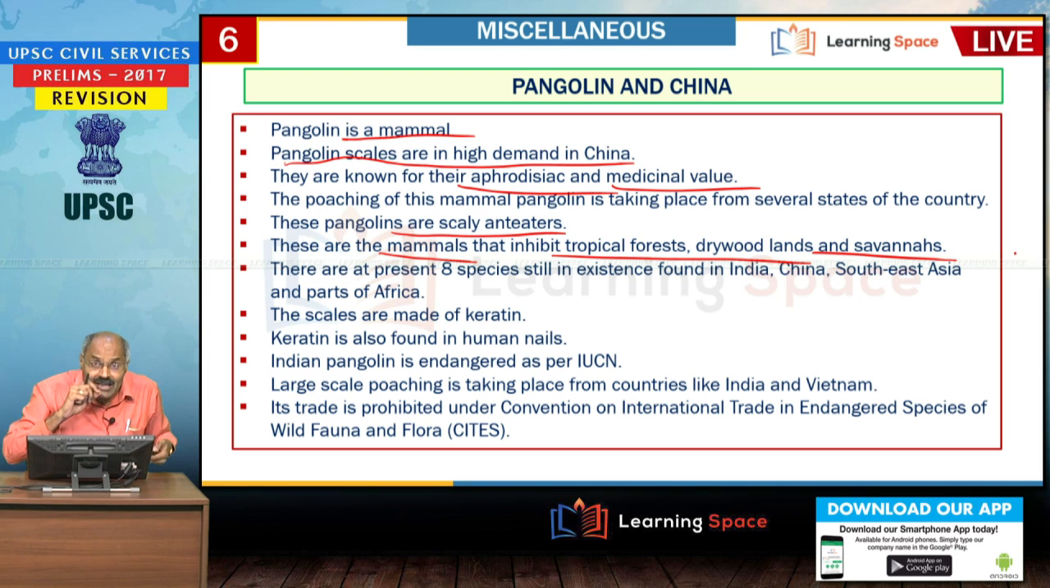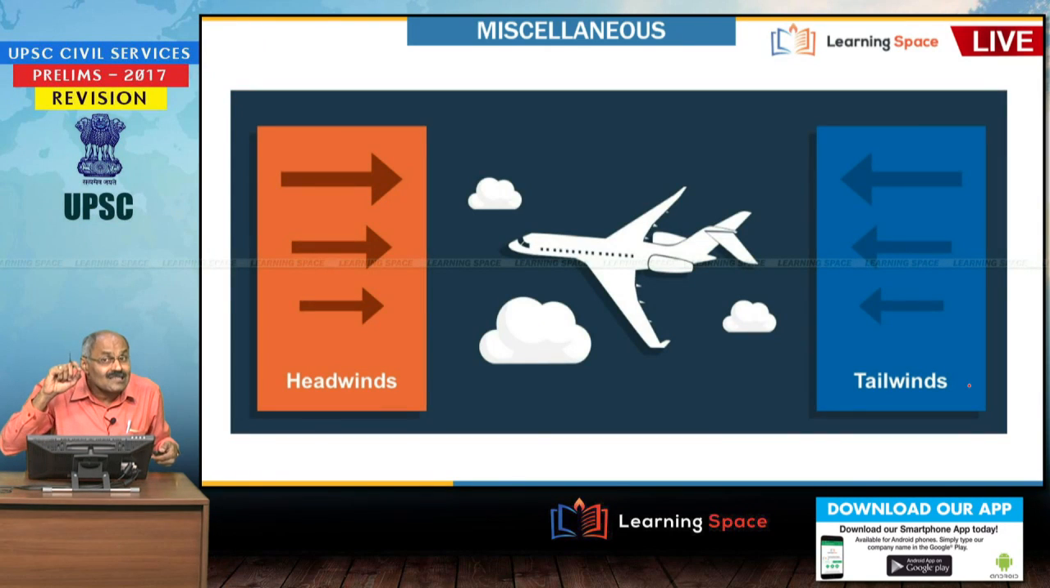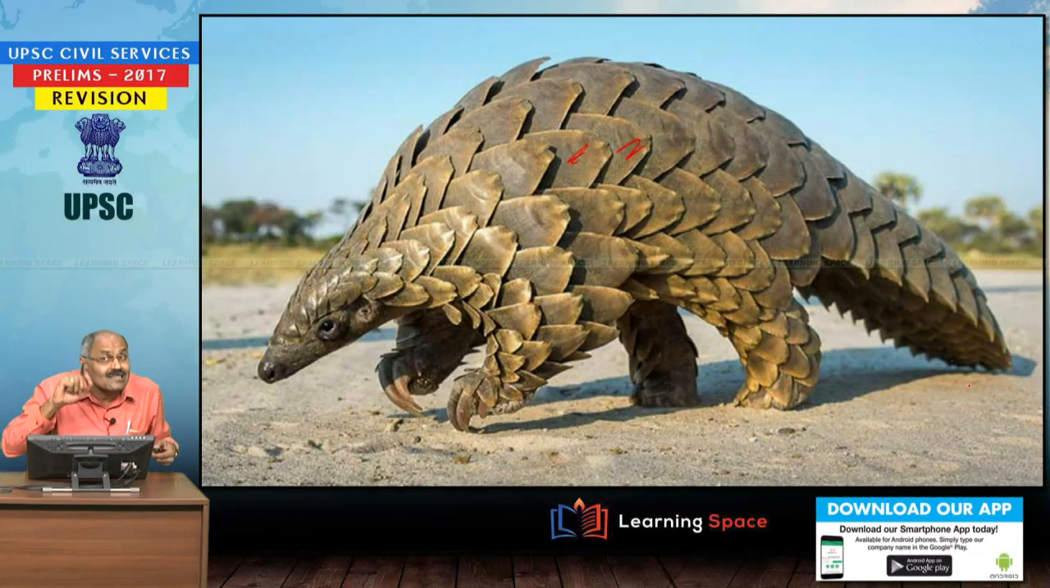And look into the further aspects. There are at present 8 species that are still in existence and found in India, China, Southeast Asia and parts of Africa. The scales are made of keratin, as I have already told you. Keratin is also found in human nails, and Indian pangolin is endangered as per IUCN, and some newspapers have written something else, please check for this. Large scale poaching is taking place from countries like India and Vietnam, right. So, this is in very high demand in China because of its medicinal values and other values, right.